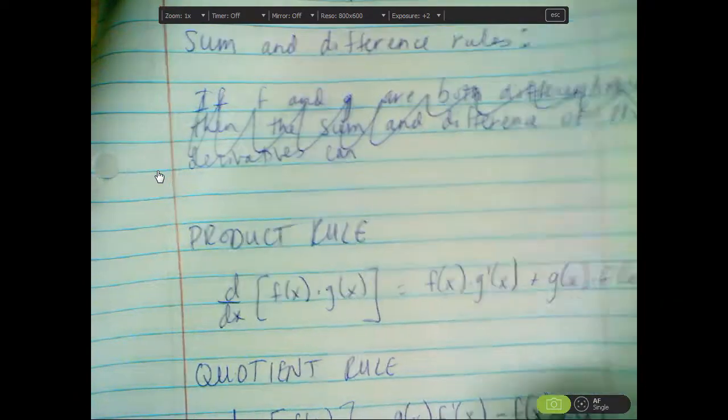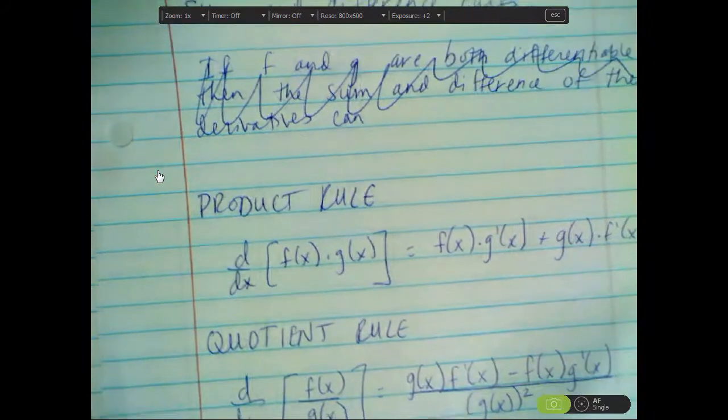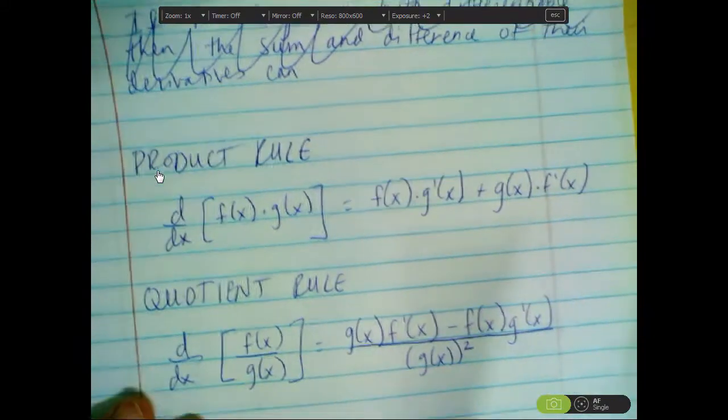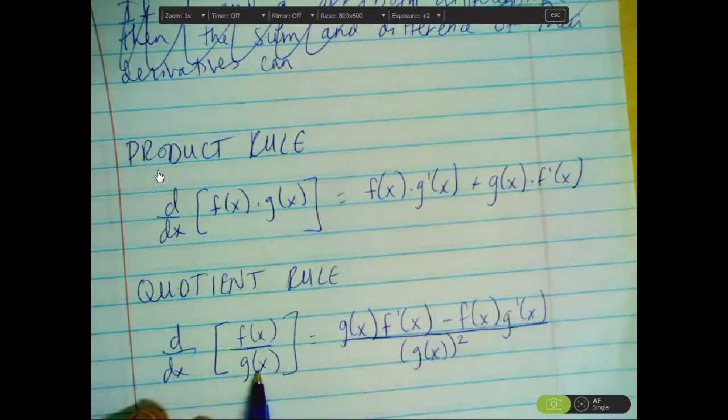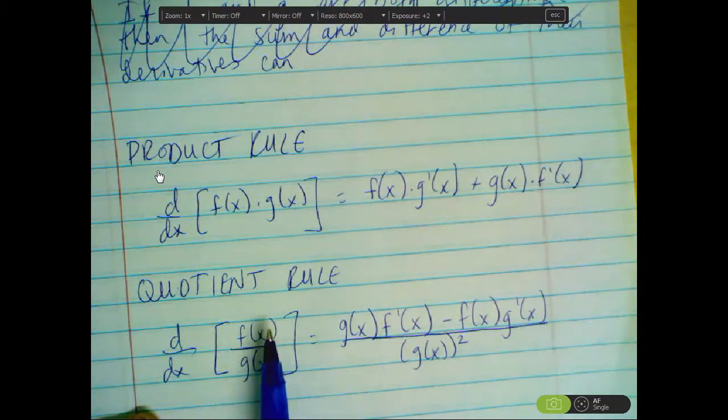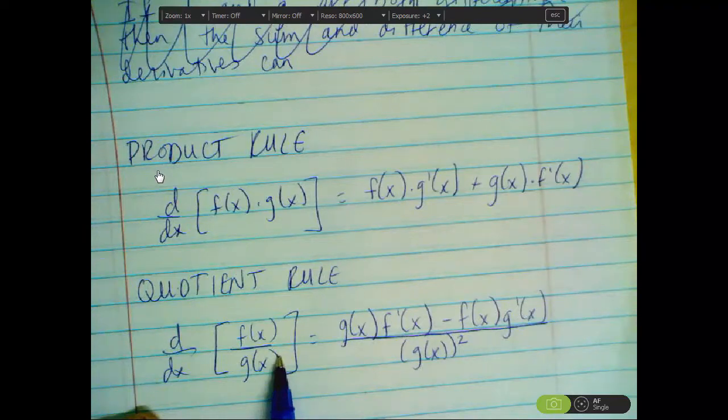The quotient rule is very different, and it's tricky. Here's how it goes. You always start with the bottom. I say bottom times derivative of the top minus top times derivative of the bottom all over bottom squared. Someone I learned from this summer said low d high minus high d low over low low.